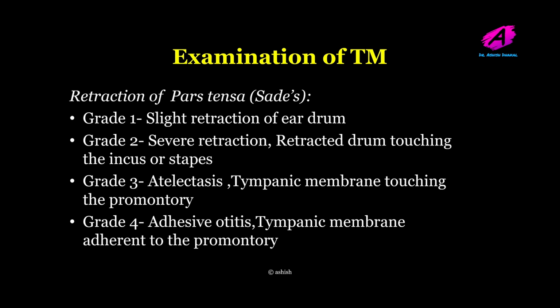In the pars tensa, we have Sadé's grading of the retraction of the pars tensa. In grade 1, there is slight retraction of the eardrum. In grade 2, there is severe retraction, with the retracted eardrum touching the incus or stapes. In grade 3, there is atelectasis, where the tympanic membrane is touching the promontory, but it is not adherent to the promontory. Whereas in grade 4, it is adhesive otitis media. In those cases, the tympanic membrane is adherent to the promontory.